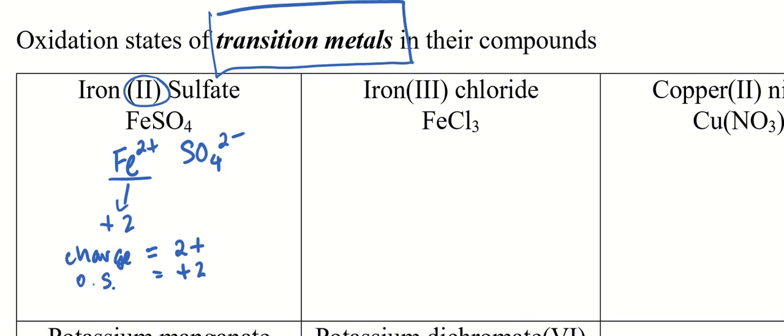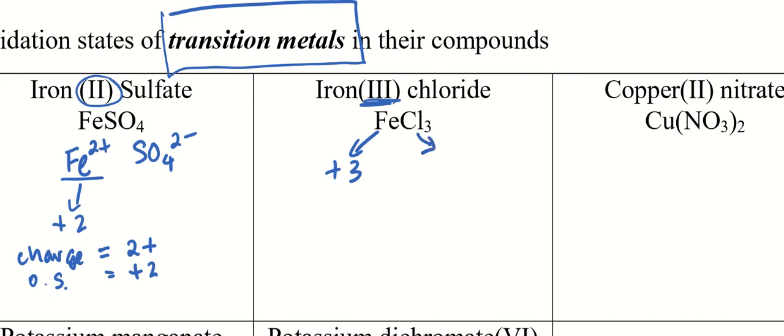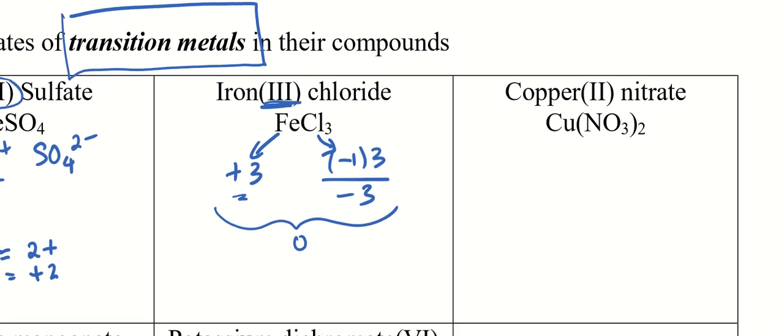Now let's take a look at iron 3 chloride. Automatically, you can say that the oxidation state of iron here would be plus 3. And it's quite easy to see that if we put the oxidation state of chlorine here as negative 1, and since there's 3 of them, it'll give you a negative 3, balancing the positive 3 from the iron to give us an overall oxidation state of 0. Again, copper 2 nitrate simply means the oxidation state of copper here is plus 2.